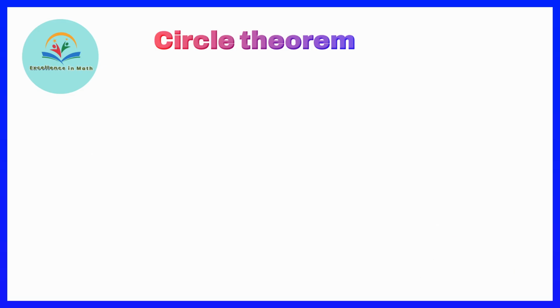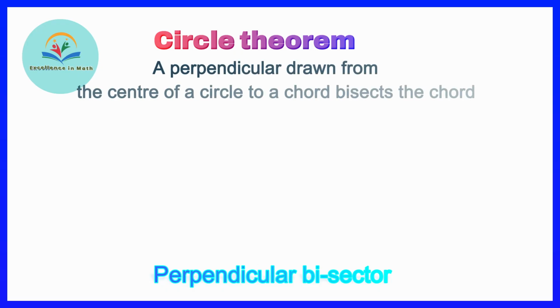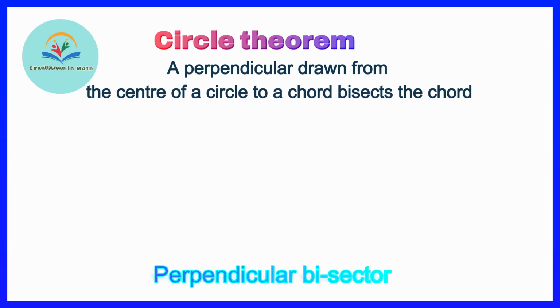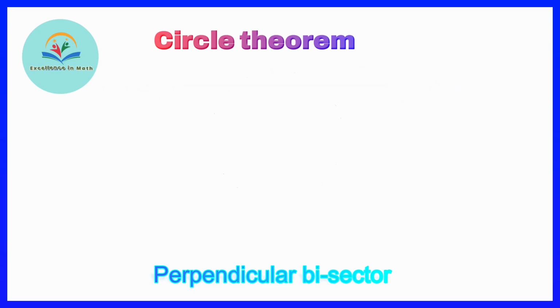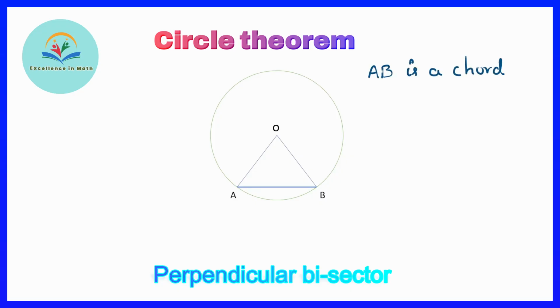Let's start with theorem number 1, the perpendicular bisector theorem. A perpendicular drawn from the center of a circle to a chord bisects the chord. Please consider a circle and a chord. See here, we can see a circle and drag this to this level. And I'm going to name this chord as A and B. So, AB is the chord of a circle whose center is O.